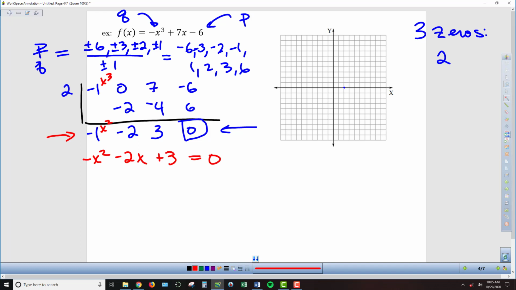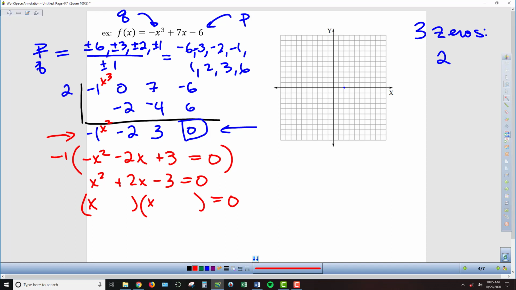To make my life easier, I'm going to multiply everything by -1. I always like to have a positive coefficient in front of the x squared. So we've got x squared plus 2x minus 3 equals 0. Now I'm going to try to factor this. I'm looking for two numbers that multiply to make -3 but add to make 2. So I'm going to need one plus and one minus. My only factor pair for 3 is 1 and 3, and that's going to fit here. I just need the 3 to be positive and the 1 to be negative to make that 2x in the middle. Now I can set each of these factors equal to 0.